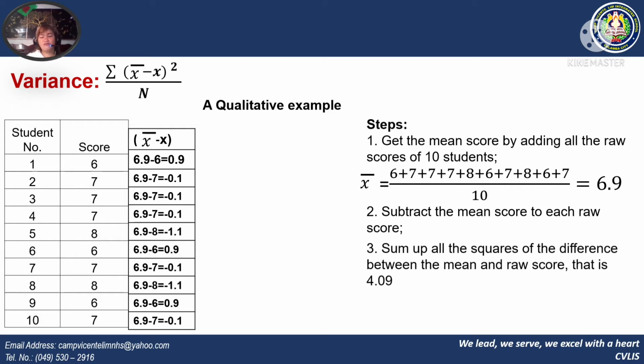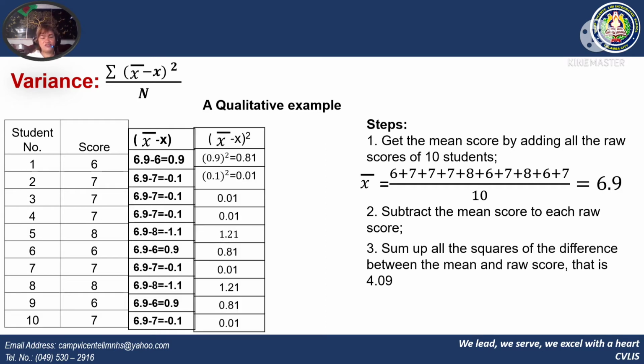For the third step, you have to sum up all the squares of the difference between the mean and the row score, that is equal to 4.09. Okay, insert another table for the third step. So we have to square the difference of each row. Okay, so we have 0.81, 0.01, 0.01, 0.01, 1.21, 0.81, 0.01, 1.21, 0.81, and 0.01.